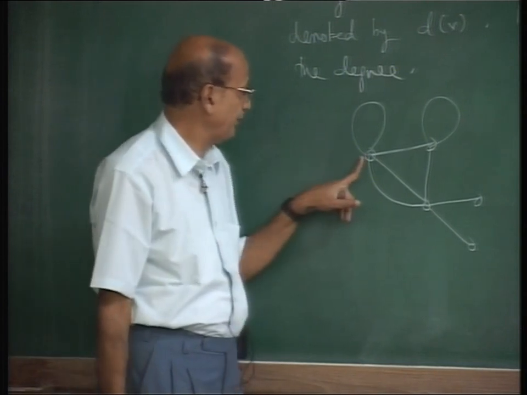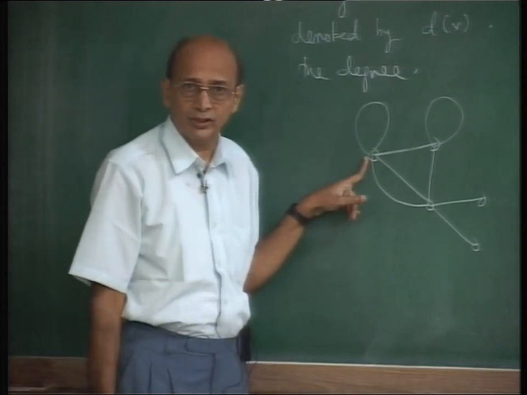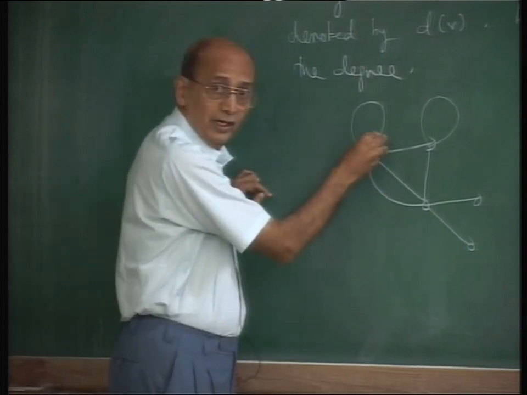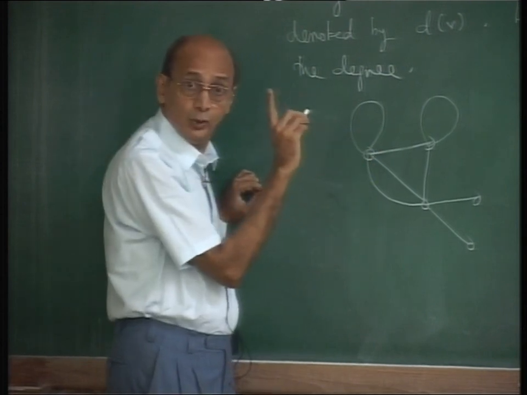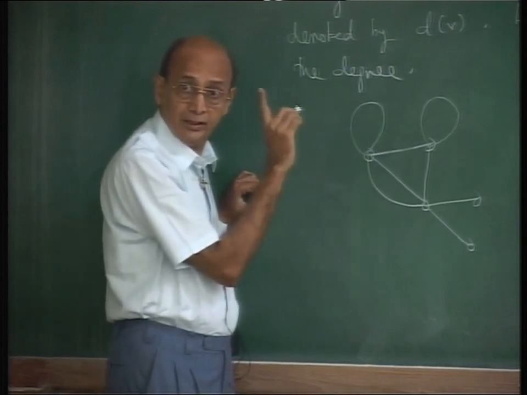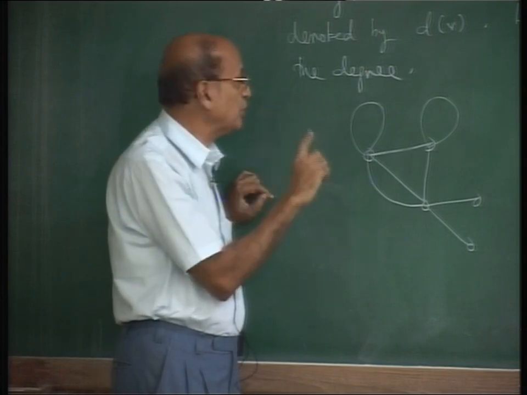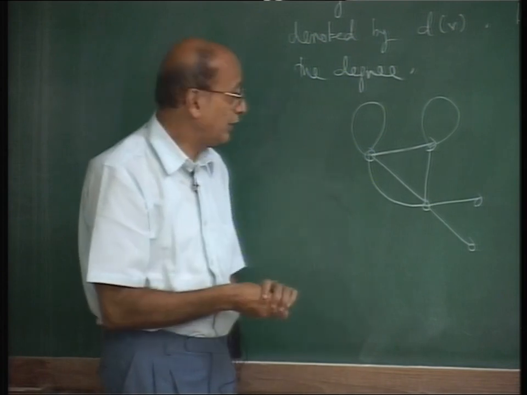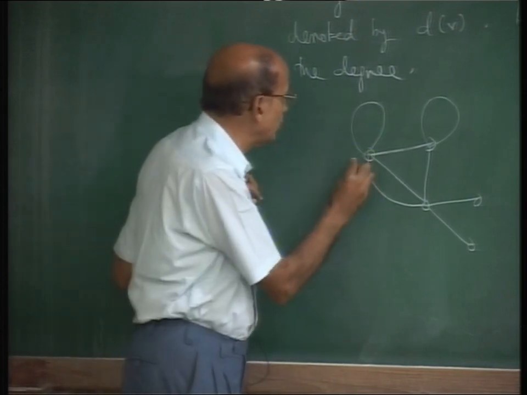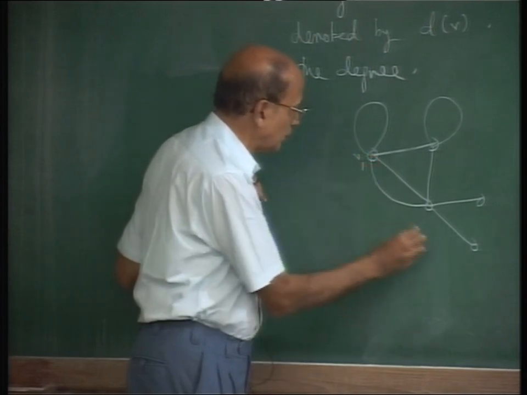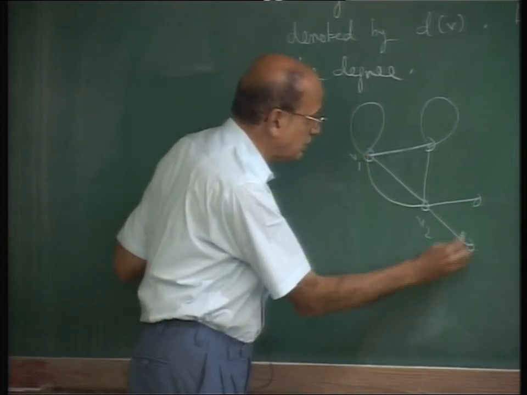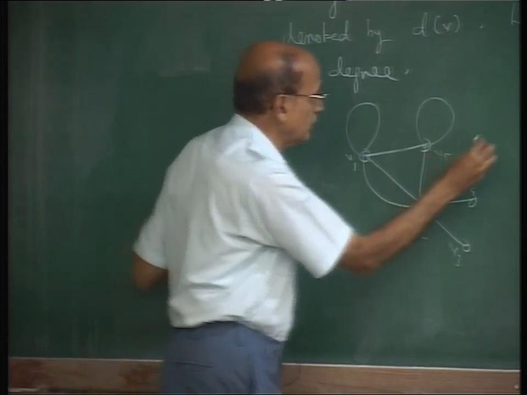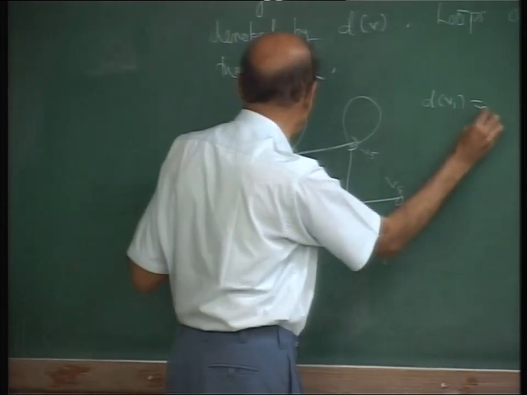What is the degree of this vertex? I'll actually have to count this. 1, 2, 3, 4, and 5, because loop is supposed to contribute 2 to degree. That is the idea, that loop contributes 2. Loop is to be counted as 2 edges at that vertex. So it actually is only 1 edge, it is to be counted as 2 edges. So degree of this vertex, so there are as many as 5 vertices here. Degree of V1 is 5.